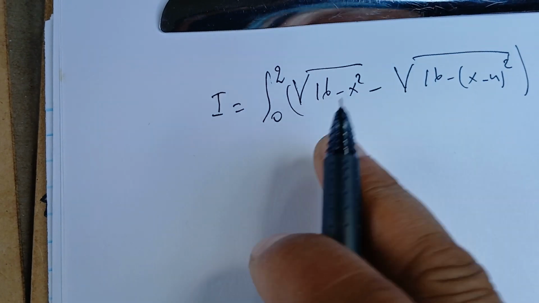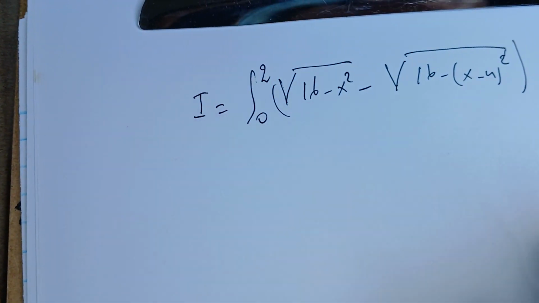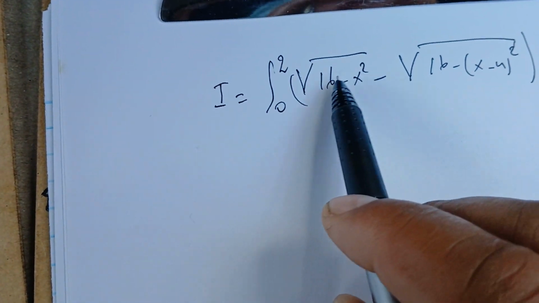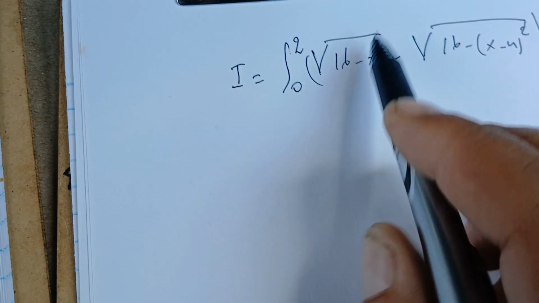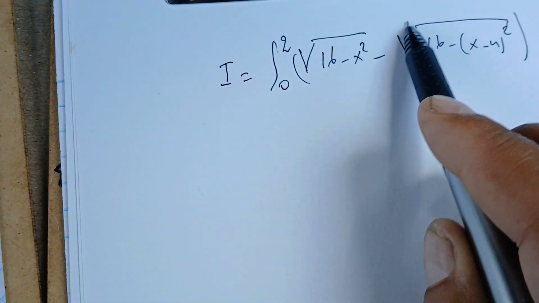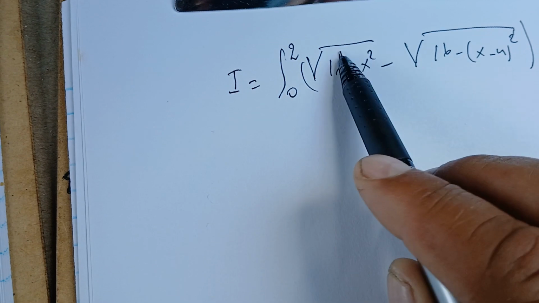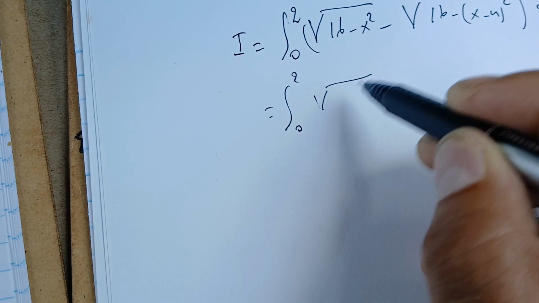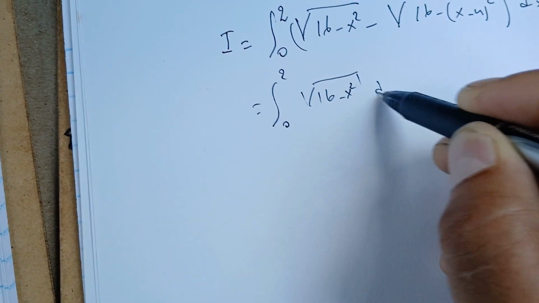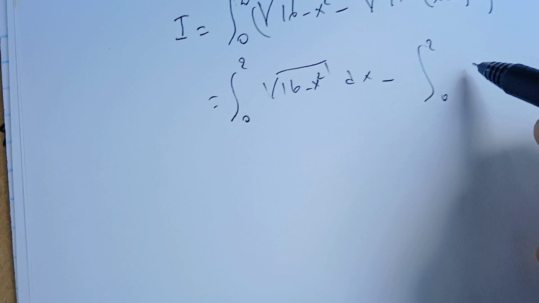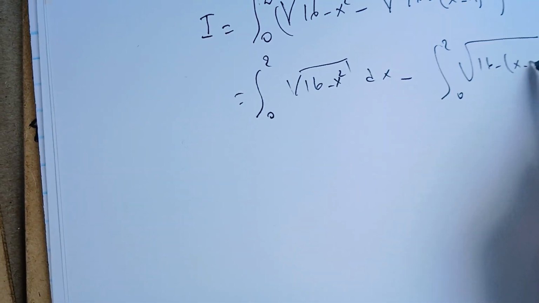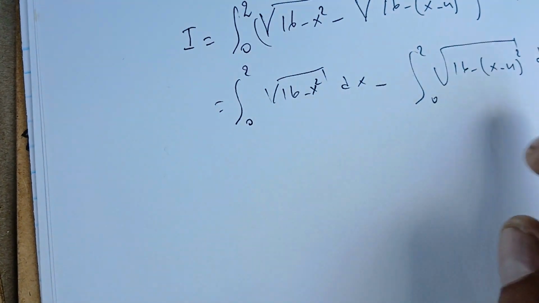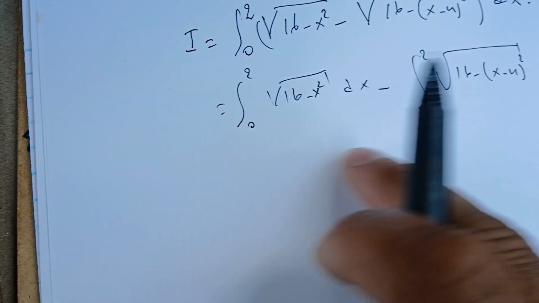After we compute this one, we have to multiply it by 4 because this is just the 1/4 of the area. So we're going to split this integral into two parts. First we're going to compute this one, and then we're going to compute this one, and we subtract this one. So we have the integral from 0 to 2 of the square root of 16 minus x squared dx, minus the integral from 0 to 2 of the square root of 16 minus (x minus 4) squared dx. First we compute this one, and after that we compute the other one, and we subtract them.